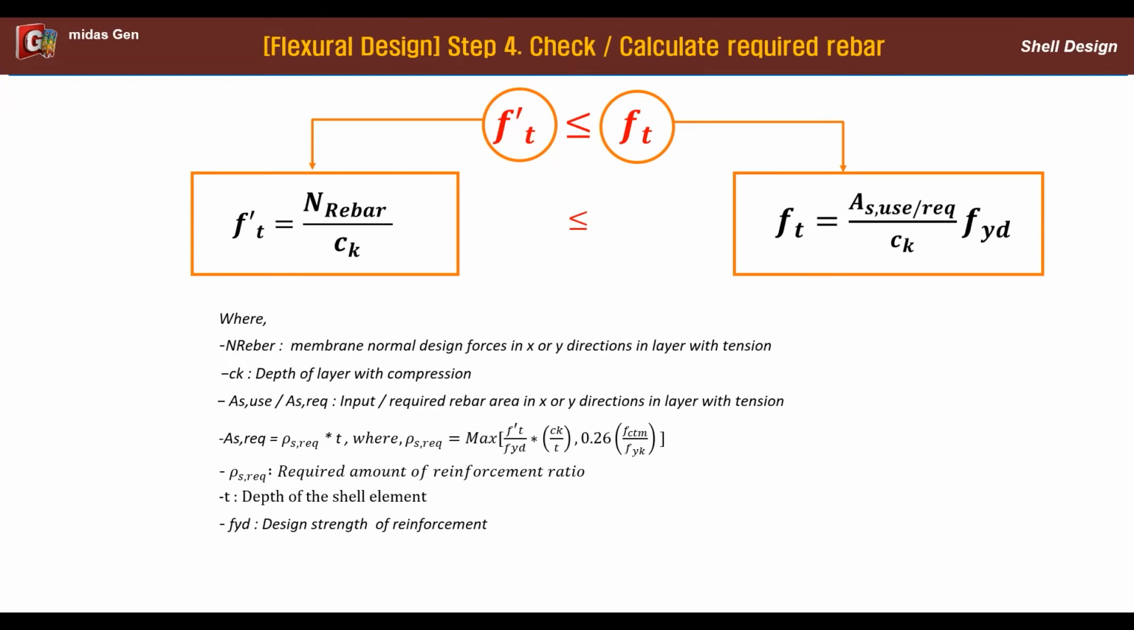Step 4. Check the required rebar. The safety of reinforcement bar also needs to be checked. From case 1 to case 3 in step 2, a rebar is needed to reinforce the layer where the tensile force is applied. The required amount of rebar, AS requirement, and reinforcement ratio, rho S requirement, is determined using the normal design force, which is calculated in step 2. In the program, the amount of rebar, AS requirement, and the reinforcement ratio, rho S requirement, are calculated per unit width. So, FT is calculated by dividing N rebar by CK, which is the depth of layer with compression.